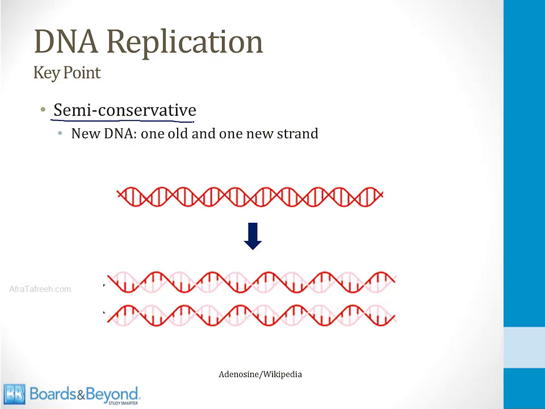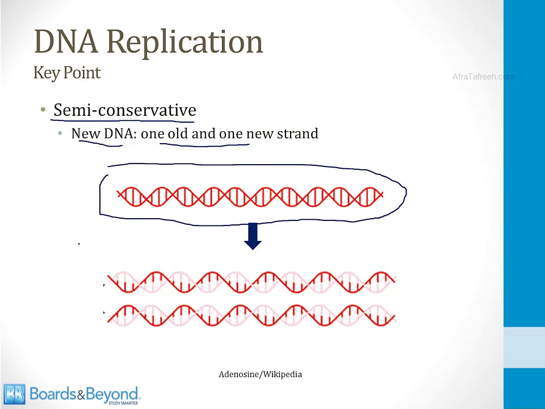The reason it's called this is because the new DNA strand contains one old and one new strand. So for example, if we start with a double-stranded piece of DNA, the strands will separate and we'll get two new strands that each have one of the old strands, and that is termed semi-conservative replication.